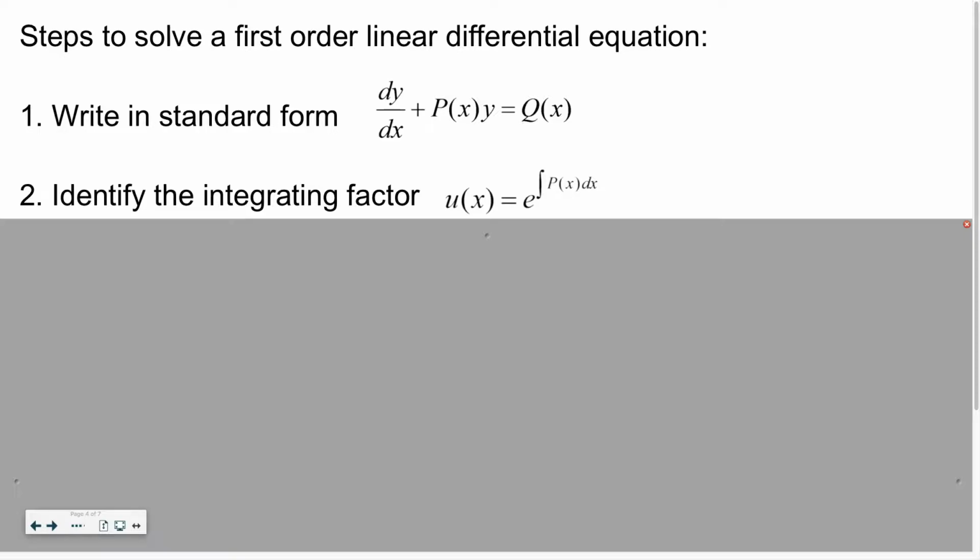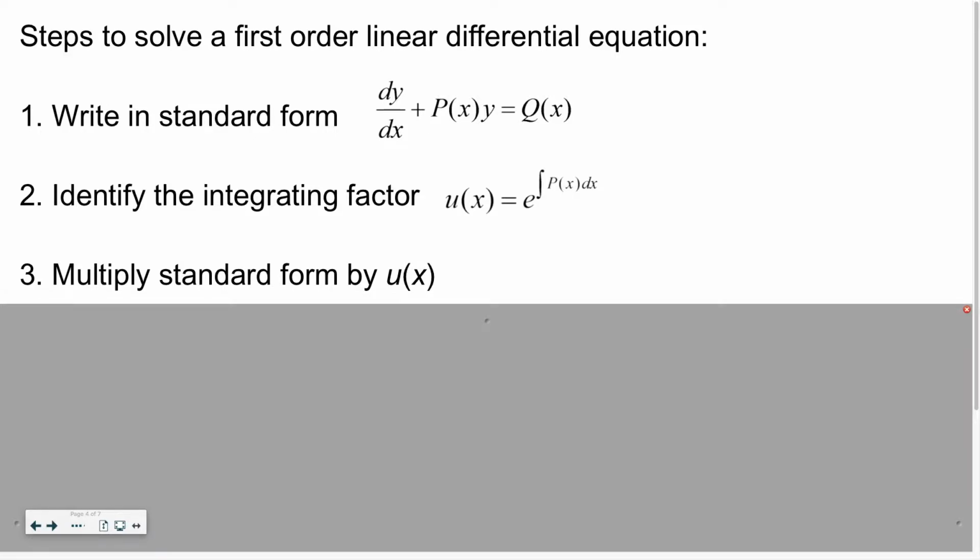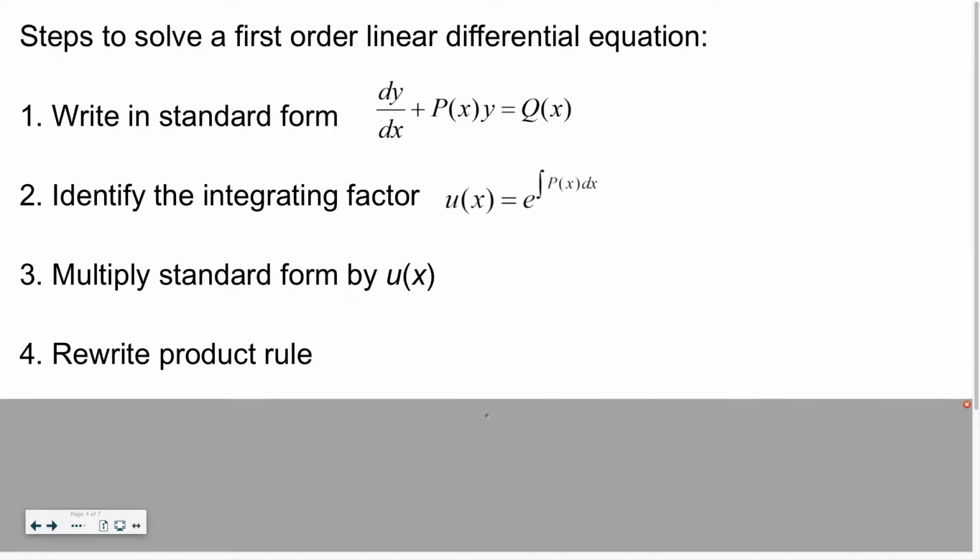Then we're going to go through that process that I showed you on that first slide I wrote on, okay? We're going to multiply both sides of our standard form by the integrating factor so that we can force it to look like a product rule. Once we force it to look like a product rule, then we'll rewrite it as a product rule.